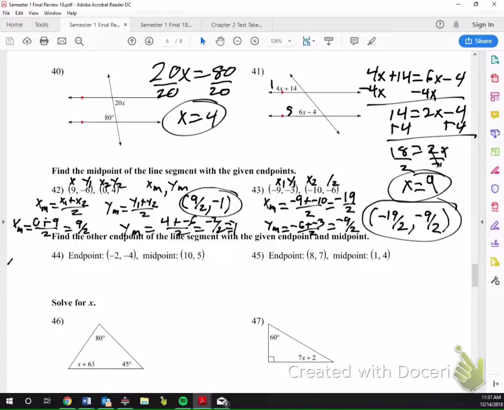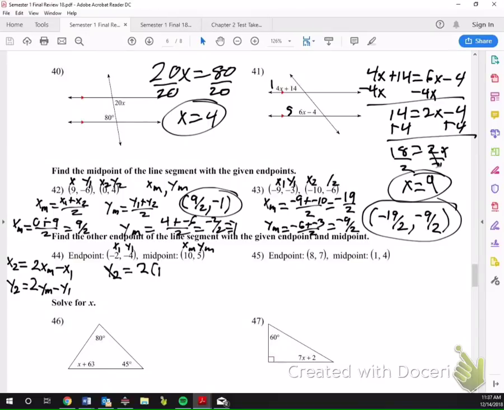So when we know one endpoint and the midpoint, and we're looking for the other endpoint, the equations we use are x2 equals 2xm minus x1, and y2 equals 2ym minus y1. Our known points are x1, y1 and xm, ym, not x2, y2, because that's what we're looking for. Plug those into our equations.